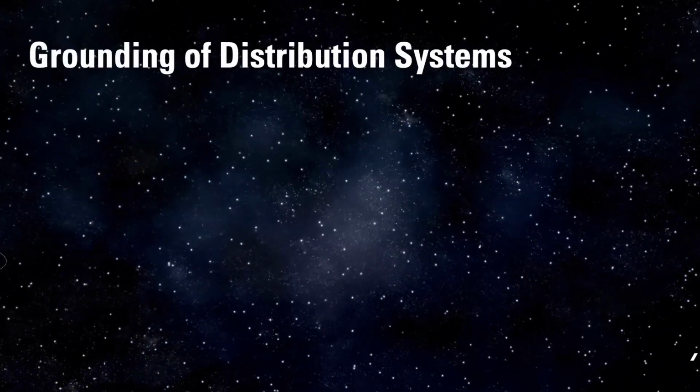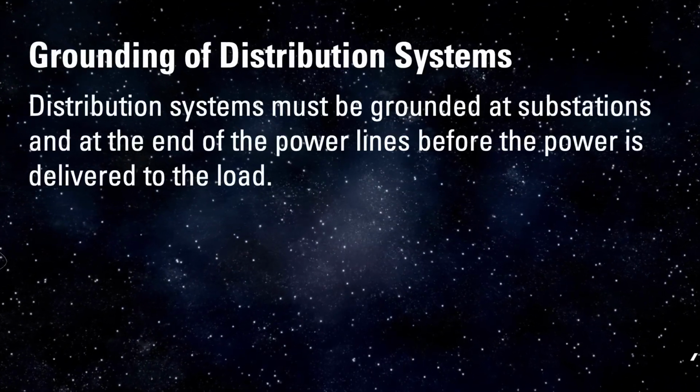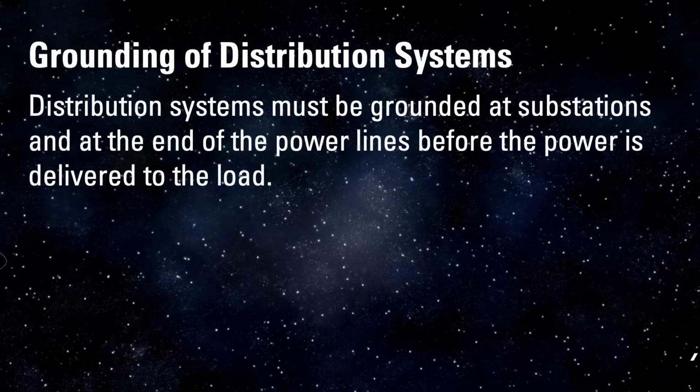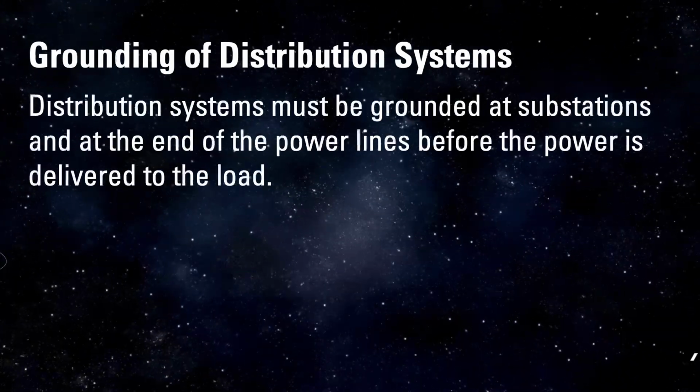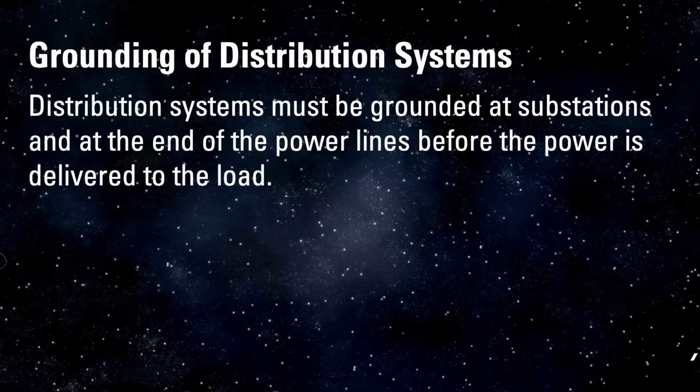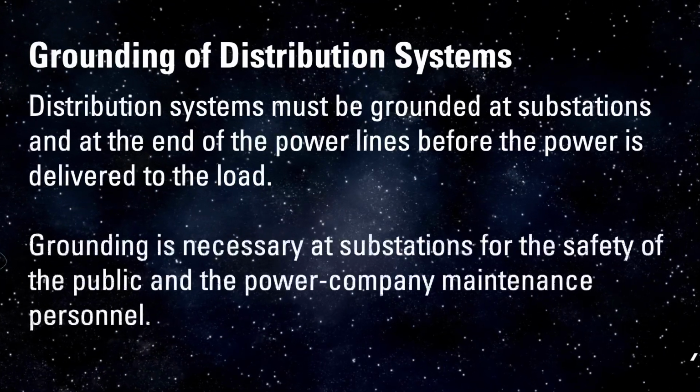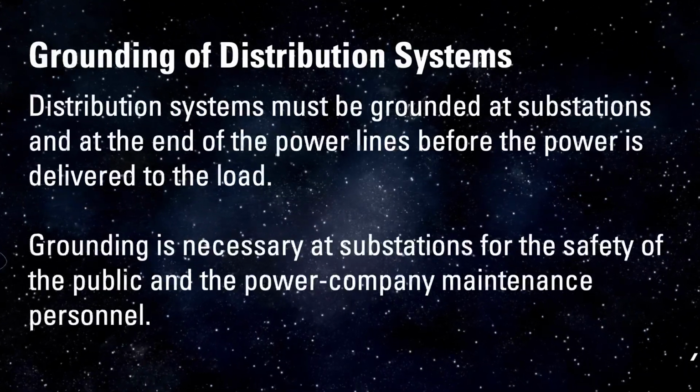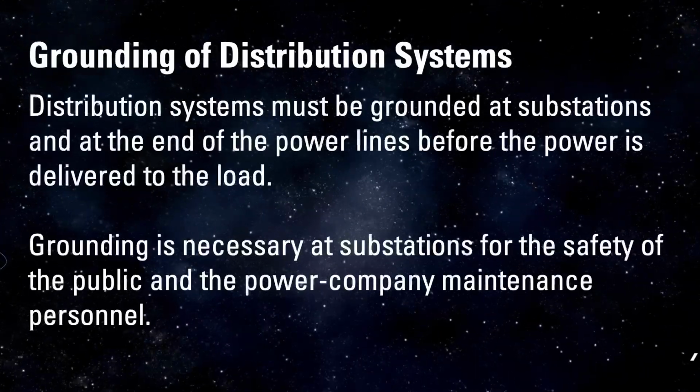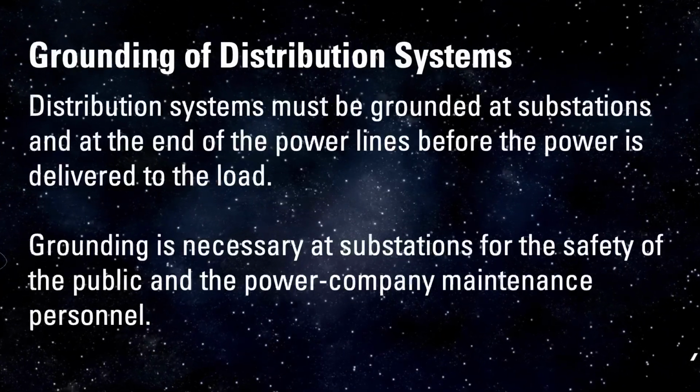Grounding of distribution systems. Distribution systems must be grounded at substations and at the end of the power lines before the power is delivered to the load. Grounding is necessary at substations for the safety of the public and the power company's maintenance personnel.